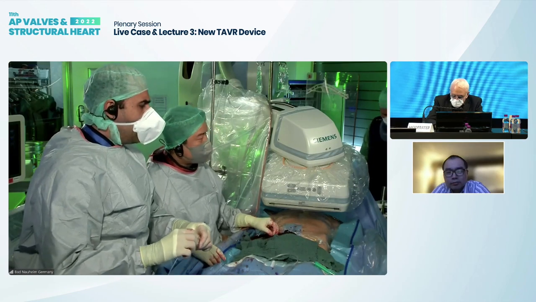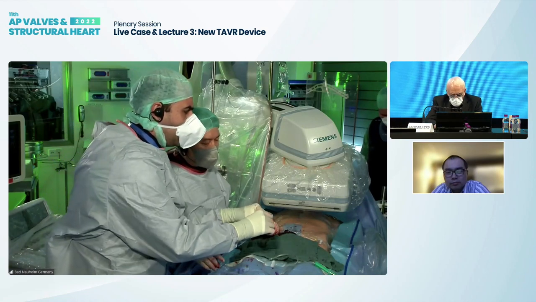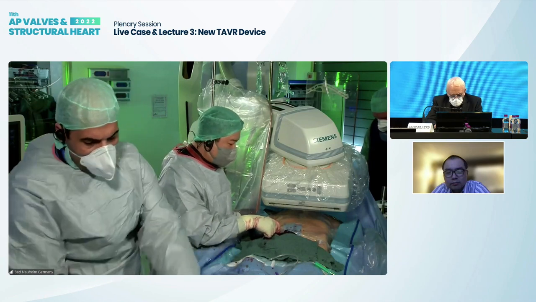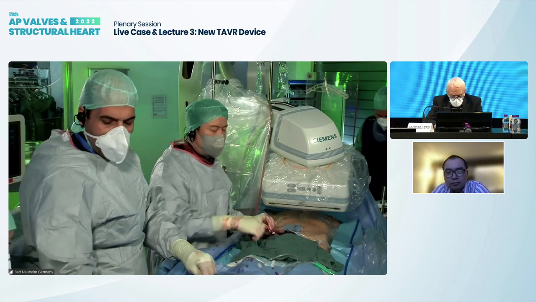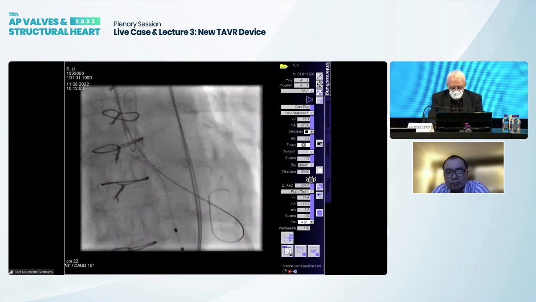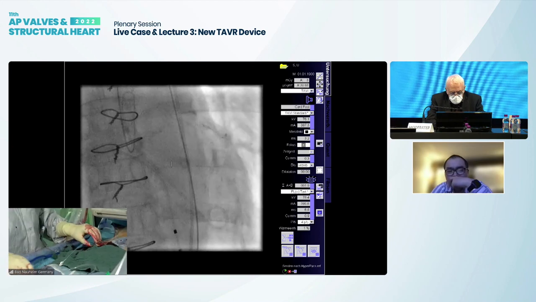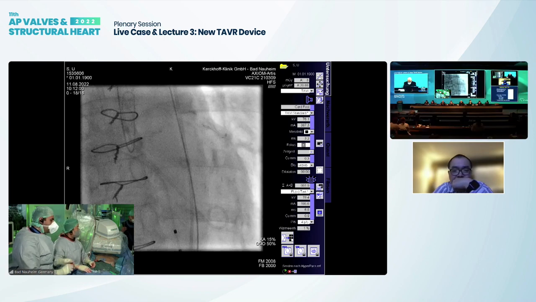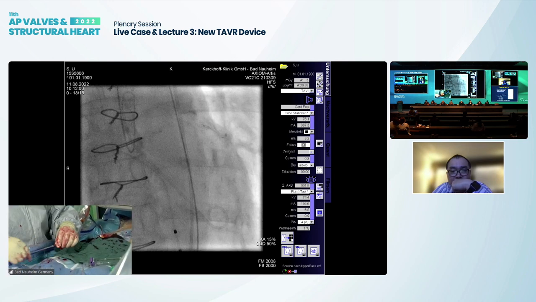So now you have seen we have passed the aortic valve with the long J wire. So as we do not use a straight wire, there is no need to exchange it. We can directly go inside the left ventricle with the pigtail catheter. And you can also appreciate the J wire just stays in the nadir of the non-coronary cusp and serves as a landmark.